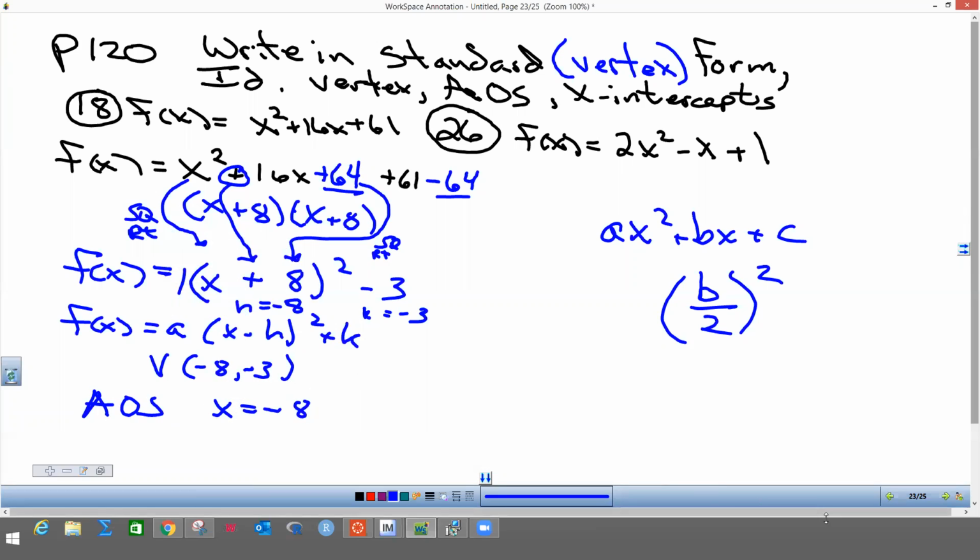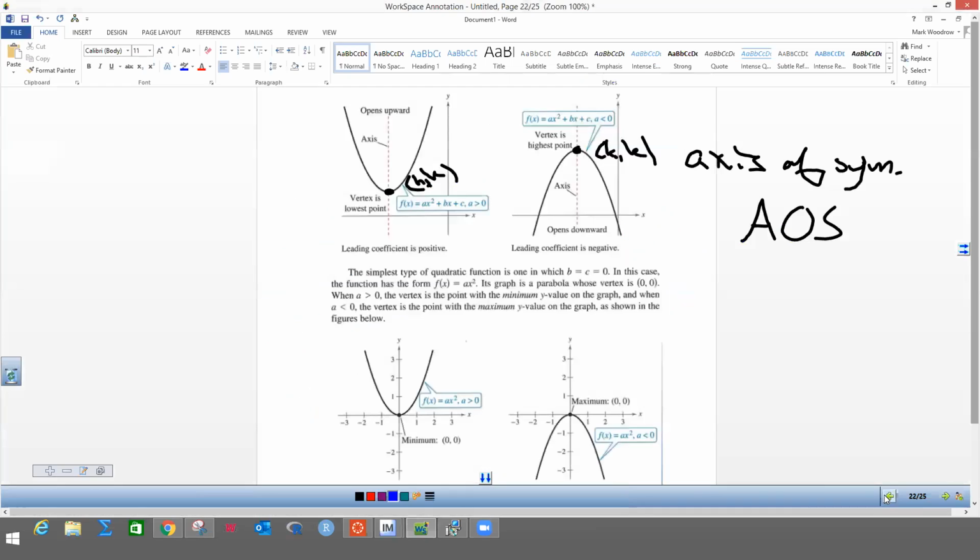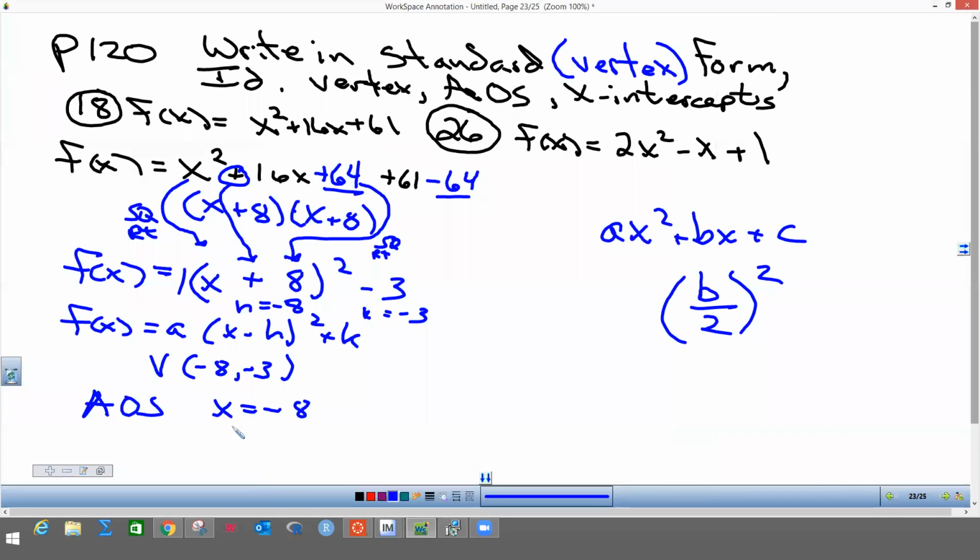Your axis of symmetry is going to be x equals whatever the x vertex is. And the reason that's the case, if we go back here and look at this picture, the vertex always goes right through, or sorry, the axis of symmetry goes right through the vertex, and it's always x equals because it's a vertical line on these. So you must put x equals on those. So that's the axis of symmetry.